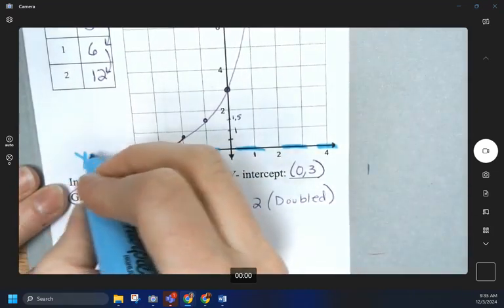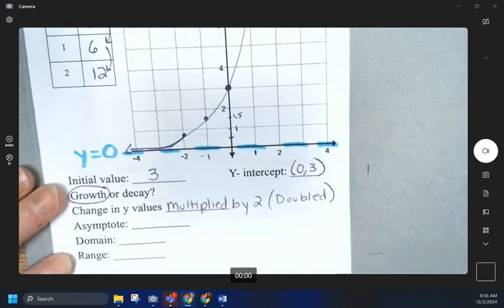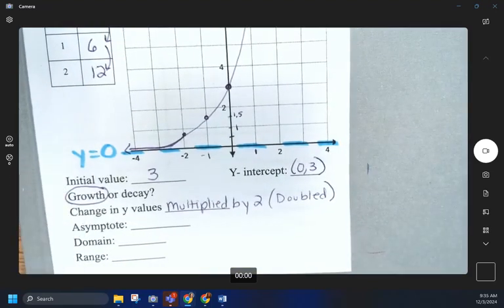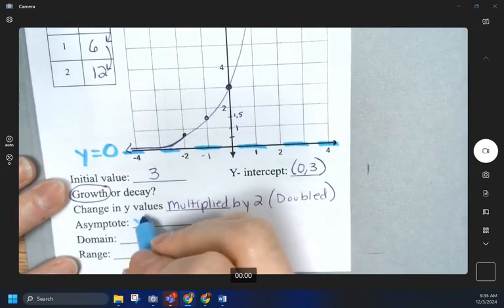This is y equals 0. That is our asymptote. So y equals 0.